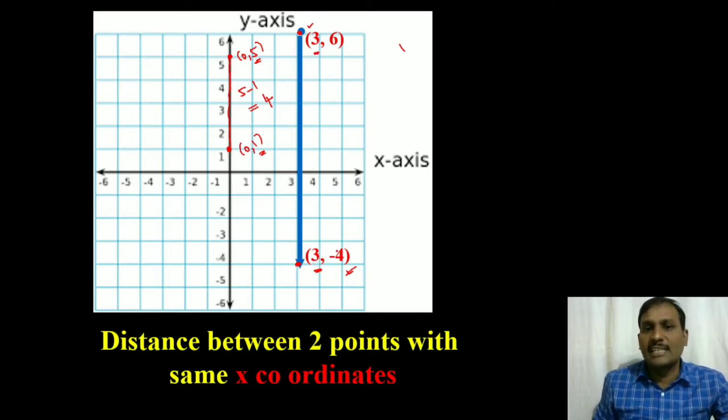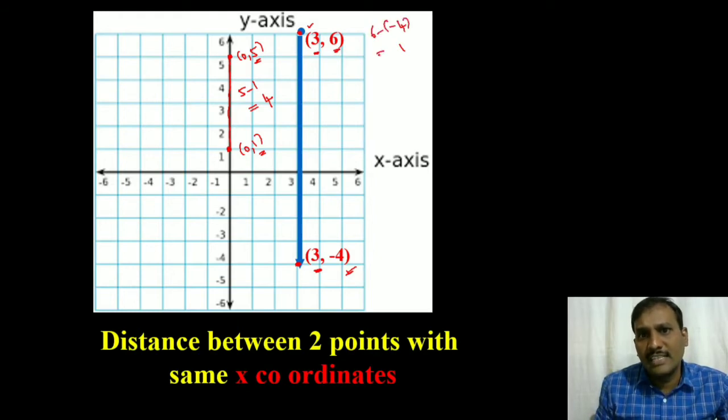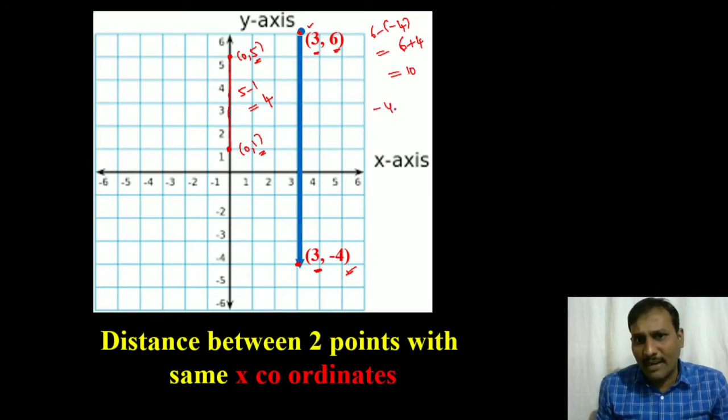The formula is same. The difference between two y coordinates, that is 6 minus of minus 4, that is 6 plus 4, that is equal to 10 units. Or you can ask me, sir, why can't I take minus 4 minus 6? Yes, you can take, but the answer will be negative. So minus 4 minus 6 will be minus 10.